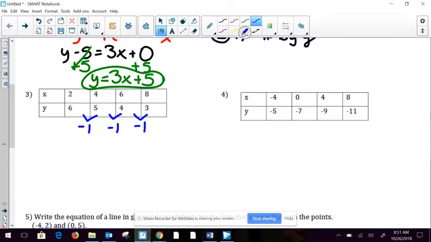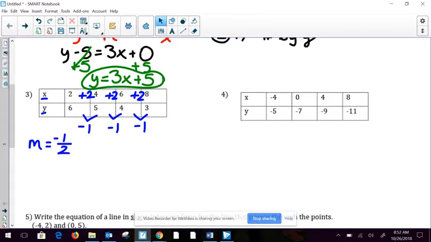Looking at the upper part of our table, notice that's where my x's are at. Look carefully at the labels. Remember, x always comes first. What am I doing every time here? I am adding 2. Every single time I'm adding 2. So the slope of this table, and I'm going to write that off to the side, is m is equal to -1 over 2.